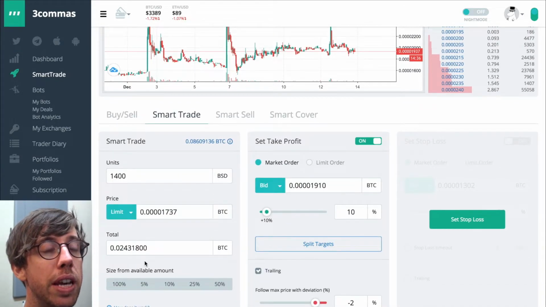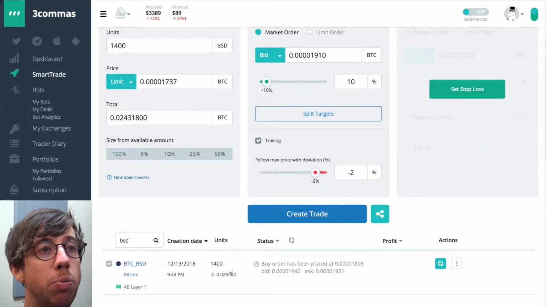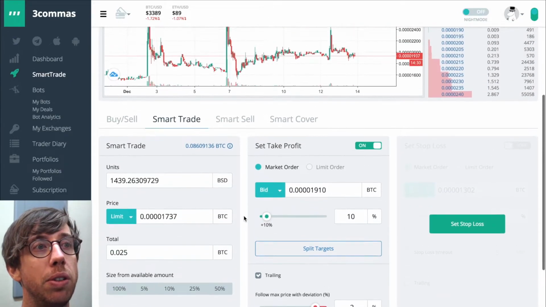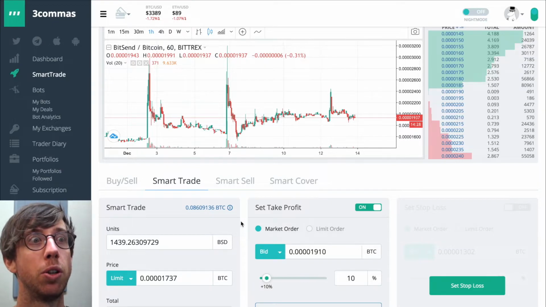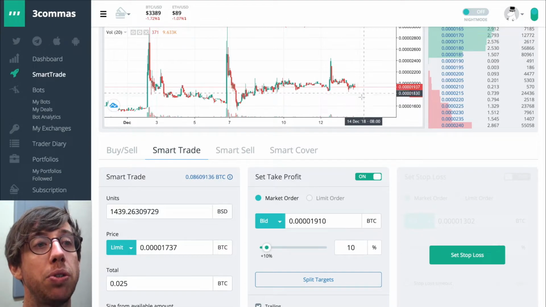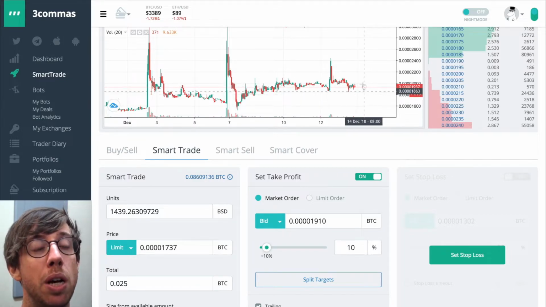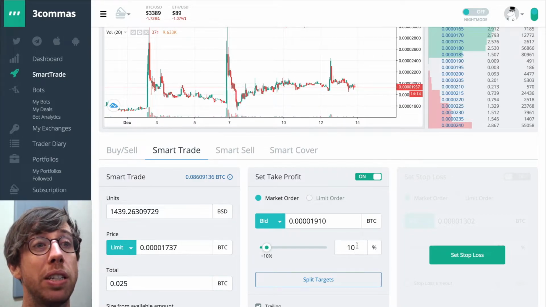I'm going to put the same size order. I have 0.026, so I'll just do 0.025 to make it nice and round. Round numbers are okay there. Don't freak out on me, okay? I'm going to choose 10% and leave it because if our chart falls down, we get these little pops up as it falls. This is a better deal.